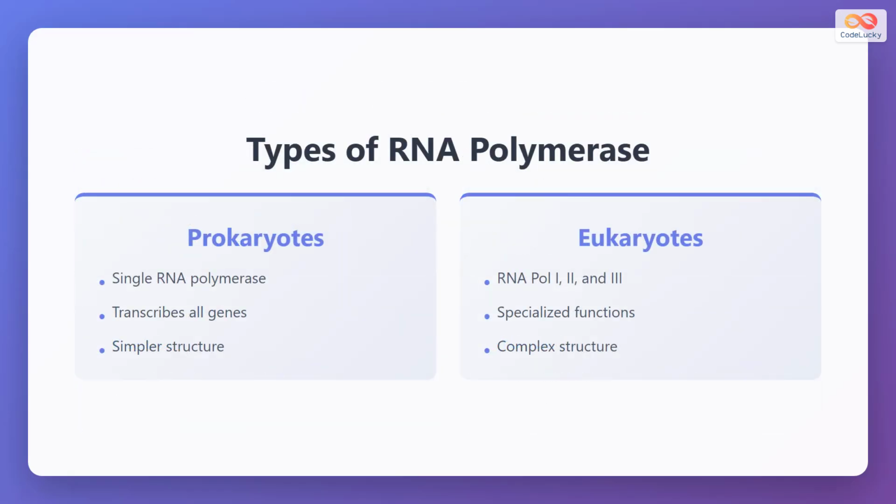The complexity of RNA polymerase differs between prokaryotes and eukaryotes. Prokaryotes have a simpler system with just a single RNA polymerase that transcribes all genes. This enzyme has a relatively simple structure. In contrast, eukaryotes have evolved a more complex system with 3 distinct RNA polymerases: RNA polymerase I, II, and III. Each of these has specialized functions and a more complex structure to handle the sophisticated gene regulation needs of eukaryotic cells.